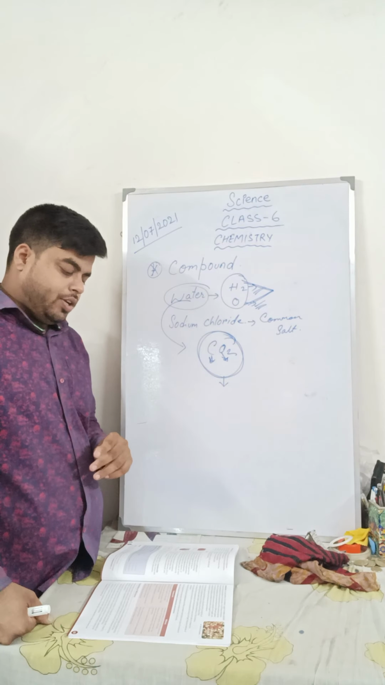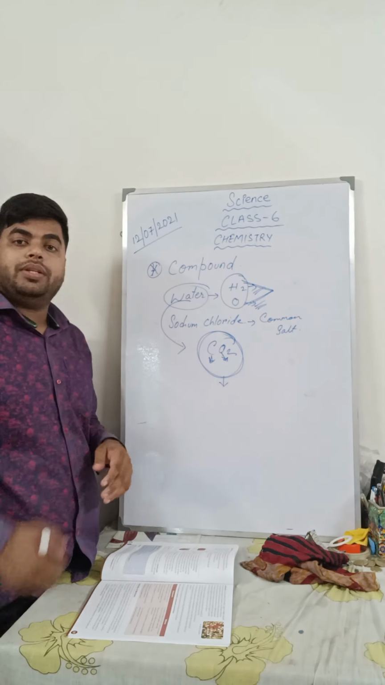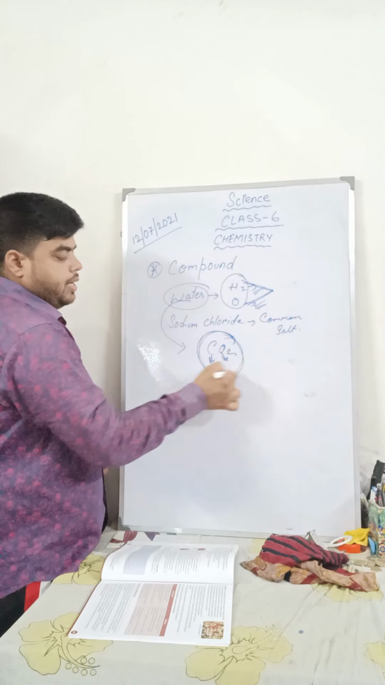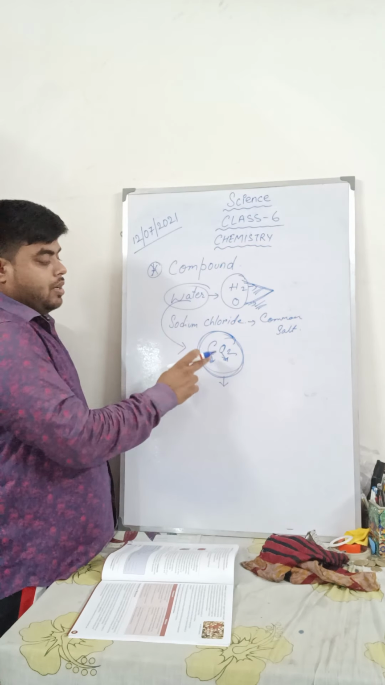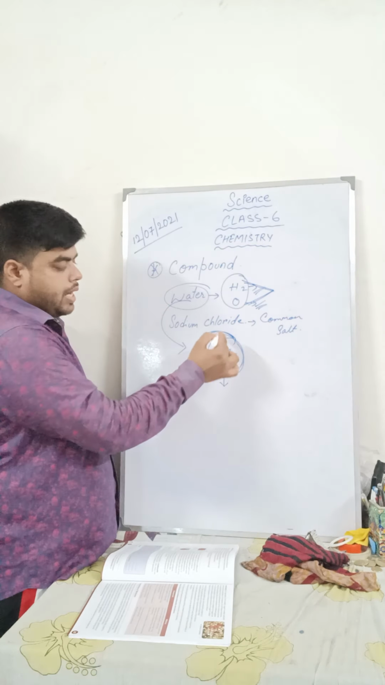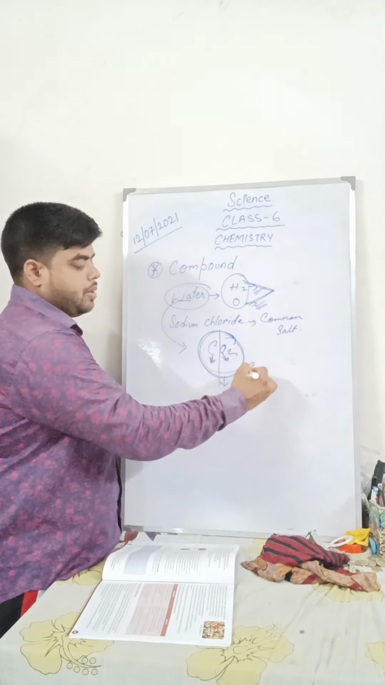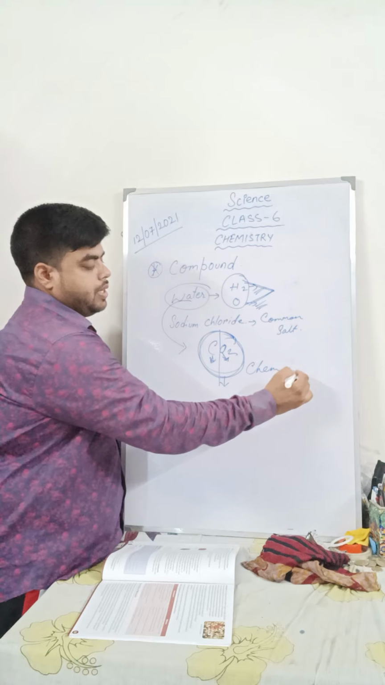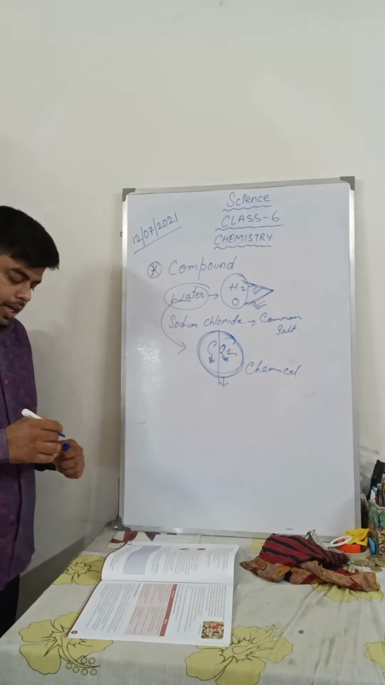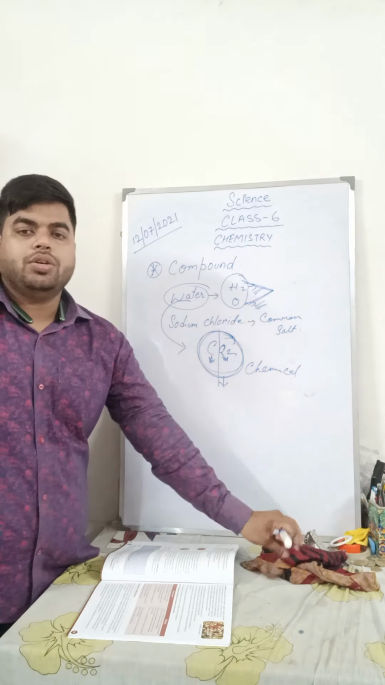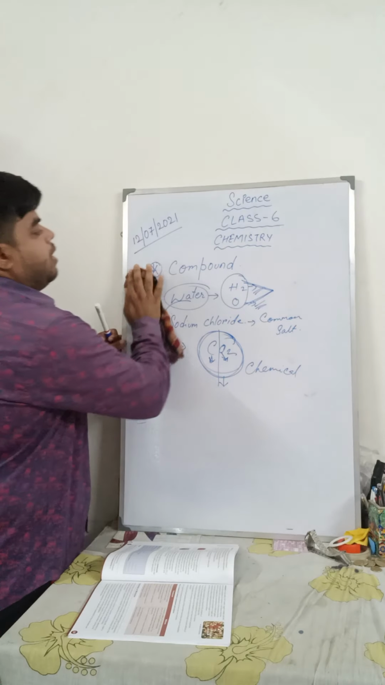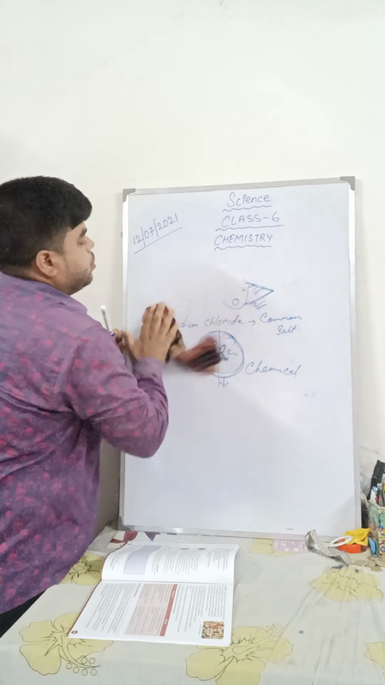Compounds can be separated into the individual components by a chemical method. Now when you form carbon dioxide, you can separate carbon and oxygen by only one method, that is a chemical process, a chemical method. Next is molecule. Our next topic will be molecule.